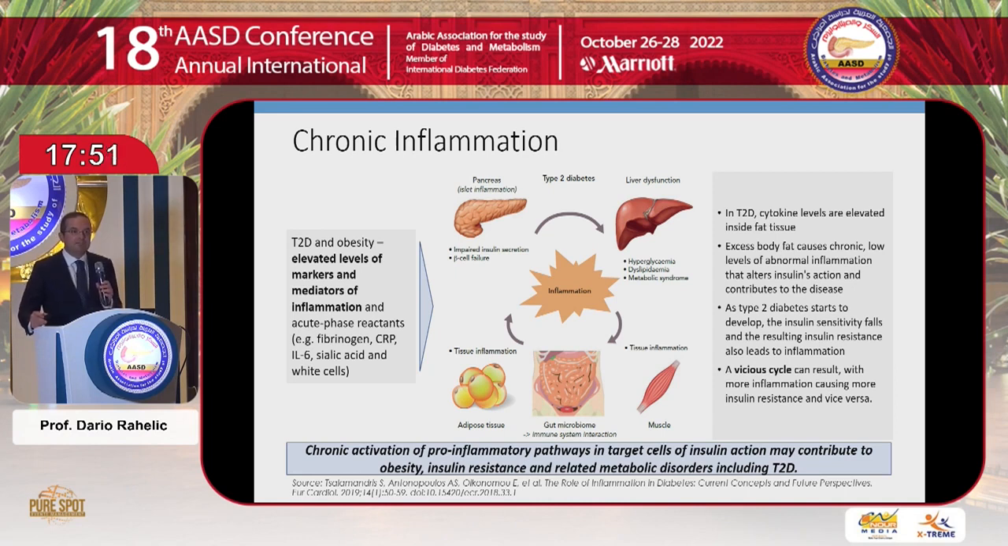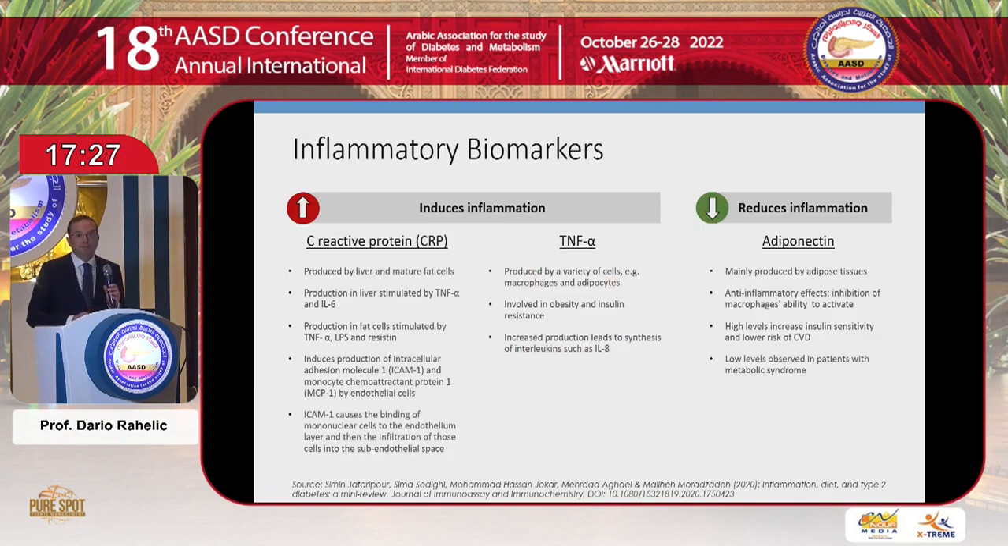It's not just fibrinogen and CRP, which we know as potent markers of inflammation, but also interleukin 6 and many other pro-inflammatory cytokines. So chronic activation of pro-inflammatory pathways in target cells of insulin action may contribute to obesity, to insulin resistance, and also to type 2 diabetes and many other chronic diseases related to obesity.